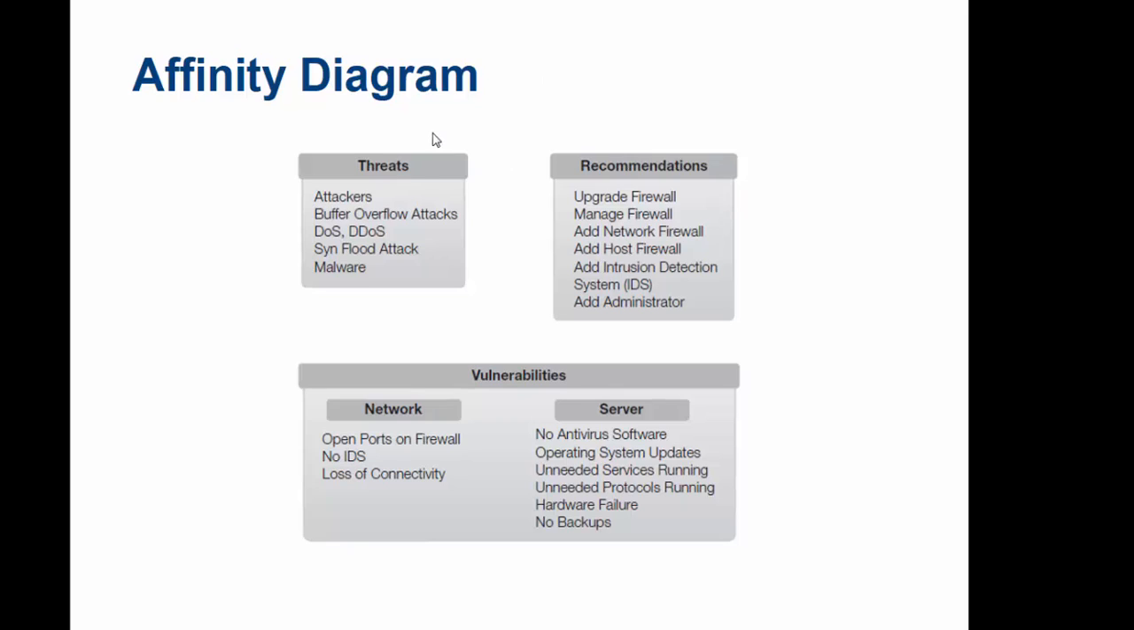The affinity diagram, you'll see some of this. You have your threats, you have your recommendations, then you have your vulnerabilities to the different devices. So in your slides, take a look at this and sort of memorize this area as this builds on Chapter 2 a whole lot. The threats, the recommendations, the network, the servers. So dwell on that a little bit, and when you think about servers, think about their vulnerabilities. Like, well, there's no antivirus software. There's operating system updates. Unneeded services running, unneeded protocols running, hardware failures, no backups, blah, blah, blah.